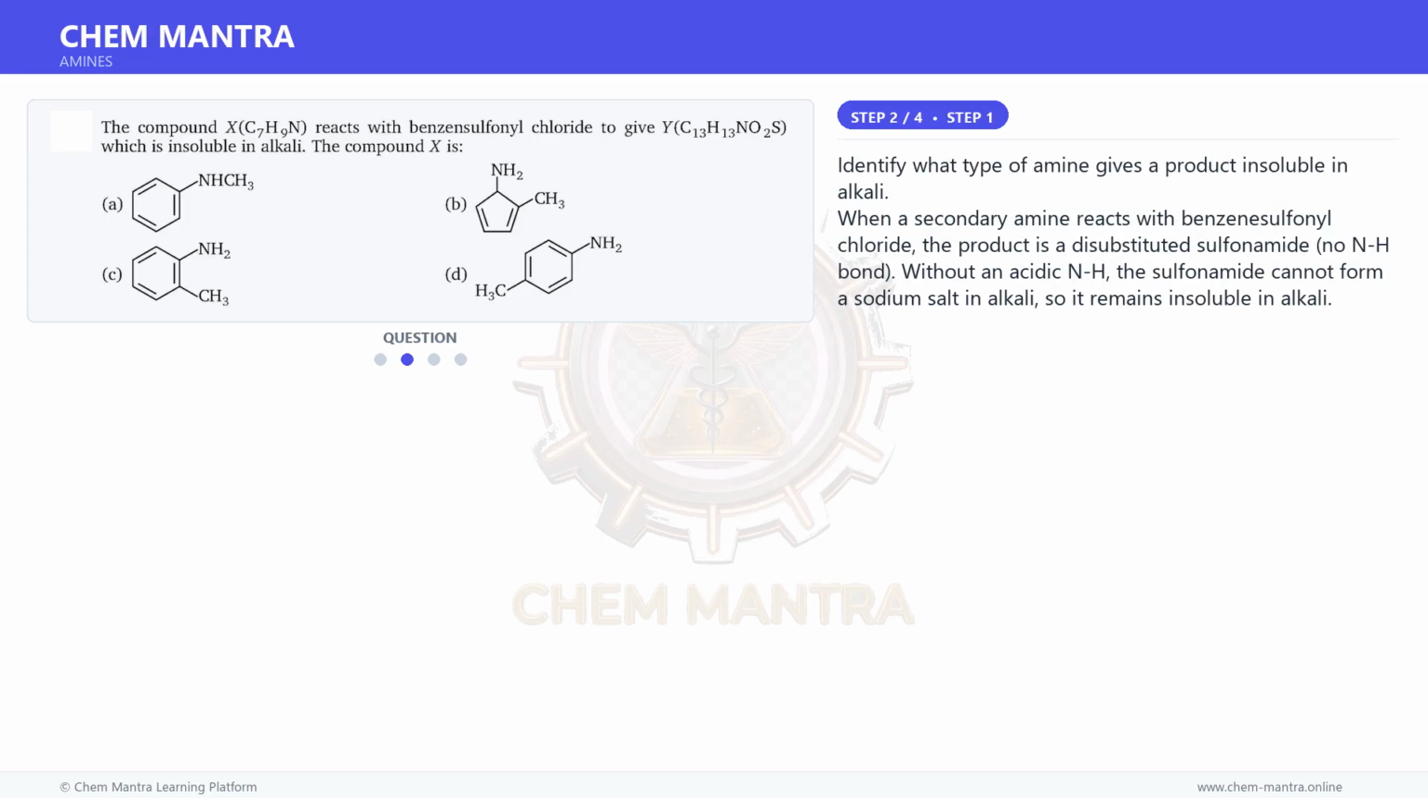Moving on to the next step. Identify what type of amine gives a product insoluble in alkali. When a secondary amine reacts with benzenesulfonyl chloride, the product is a disubstituted sulfonamide, no NH bond. Without an acidic NH, the sulfonamide cannot form a sodium salt in alkali, so it remains insoluble in alkali.